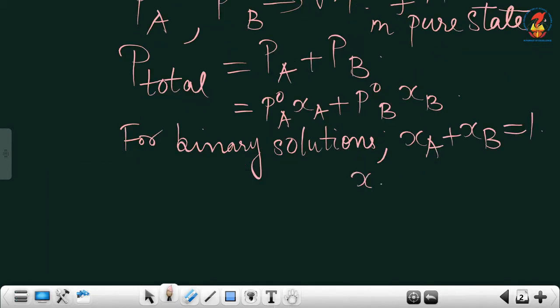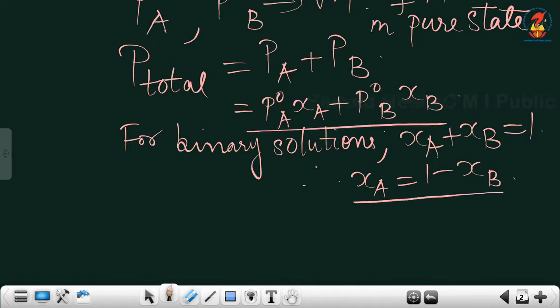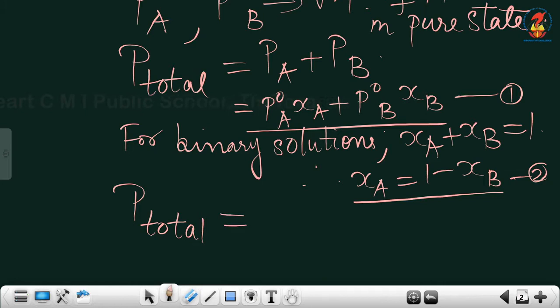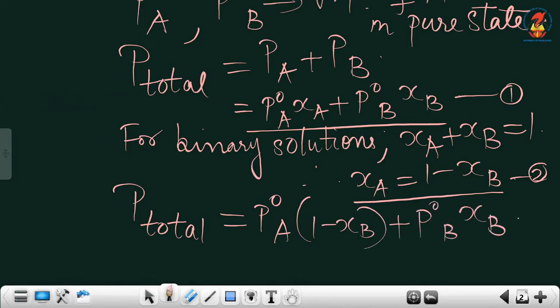Therefore, from this, XA is equal to 1 minus XB. Now, I am going to substitute XA is equal to 1 minus XB in this expression. Suppose I give this equation number 1 and equation number 2. Substituting 2 in equation 1, we have P total is equal to P naught A into 1 minus XB plus P naught B into XB.